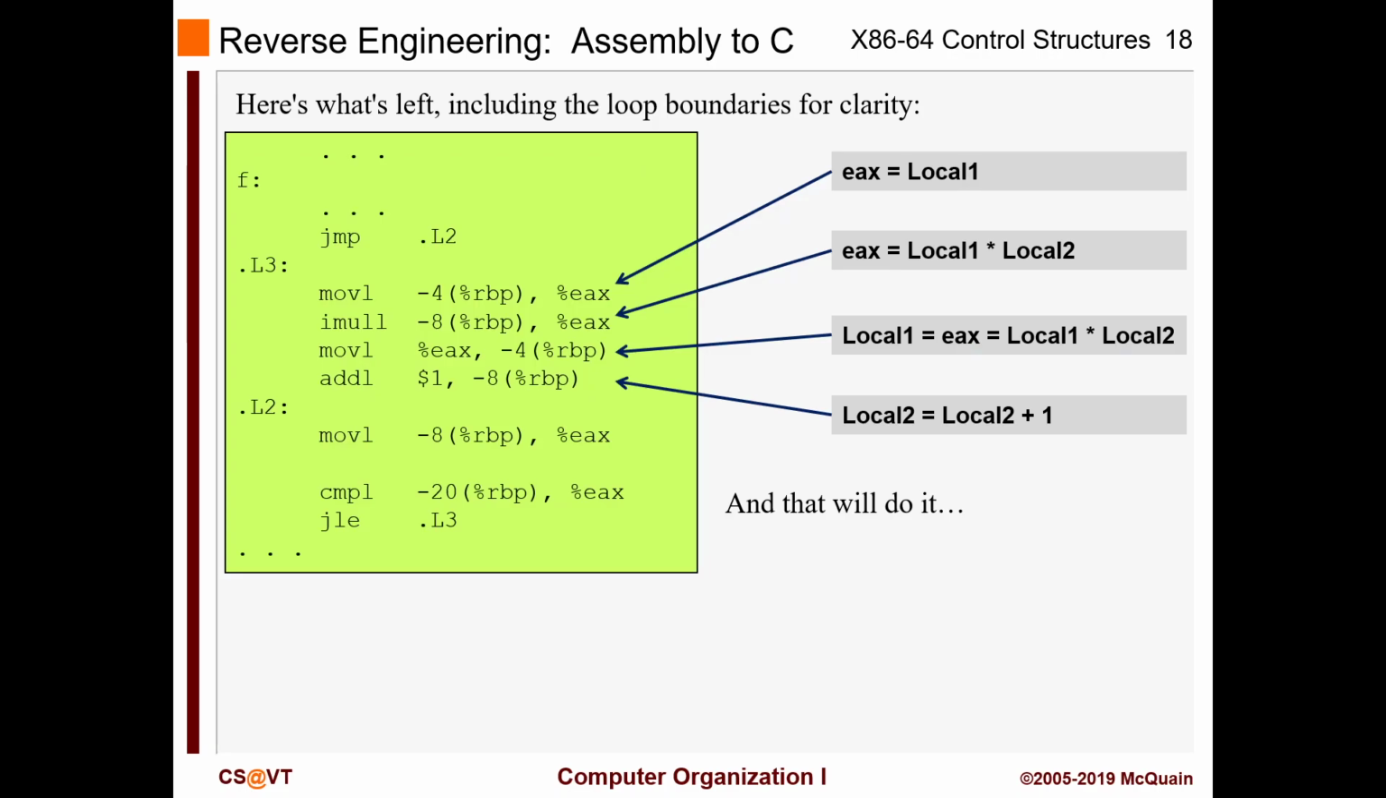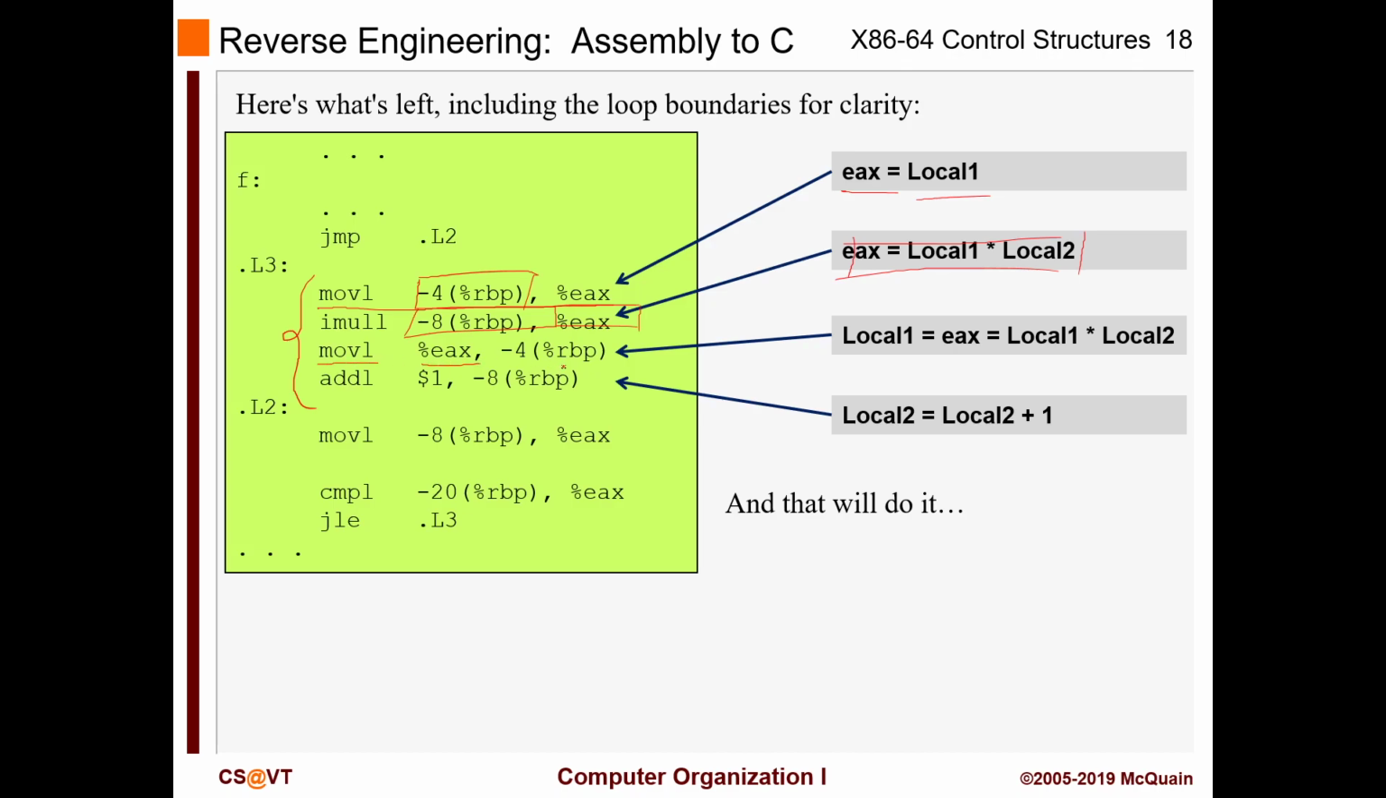So this is the body of your while loop. What's happening here is pretty straightforward. We are putting something into EAX. The something is our local 1. So EAX is going to hold on to the local 1. Then we are doing a multiplication with EAX and local 2. So this is what happens.